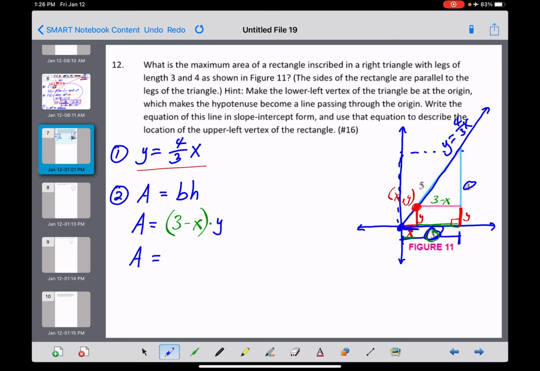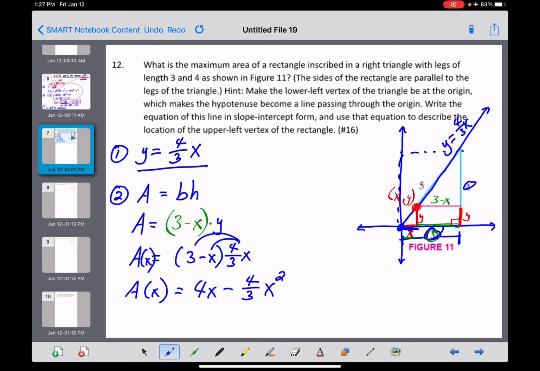So what else can we do now to make this a little bit easier to work with? We know that the relationship between y and x is given right here. So this is a 3 minus x times a y value, which is 4/3 x, and this is technically A of x now. And let's clean that up just a little bit by distributing here. So that 4/3 x is going to go backwards into here, and we're going to end up with a 4x minus 4/3 x squared. And that's an expression now that'll give us the area of that rectangle. And that is what we're trying to optimize.